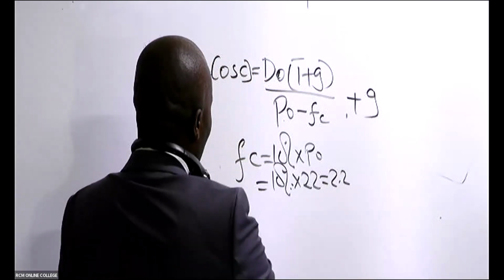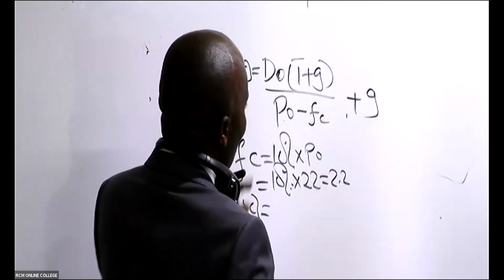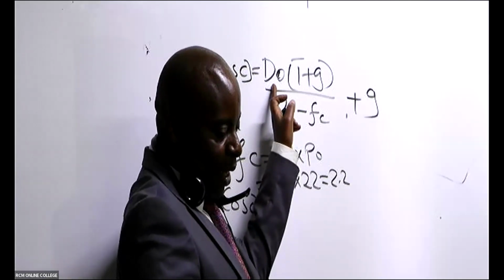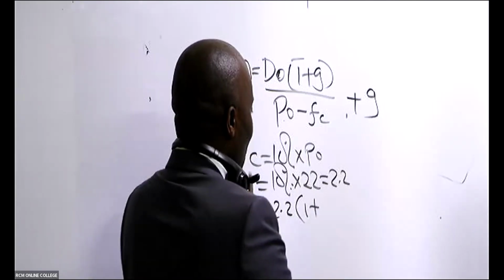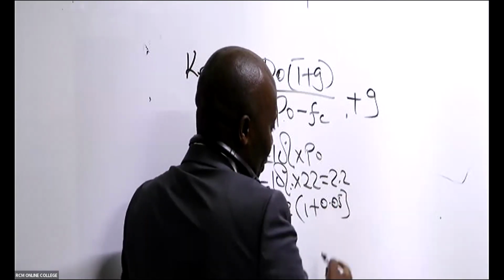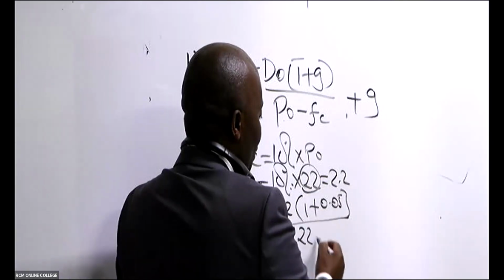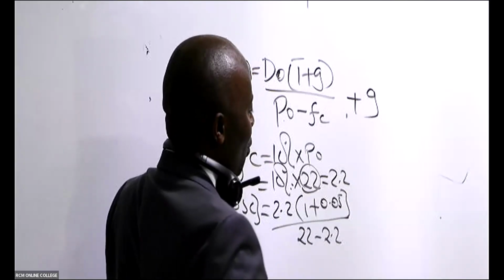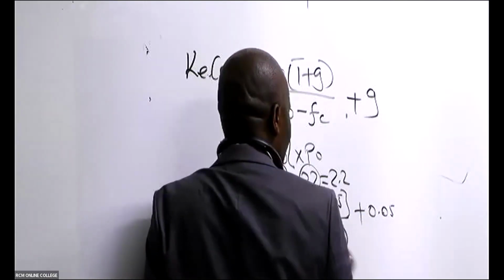Once I get that, we shall be able to get the cost of equity, ordinary share capital, which will be equal to D0. Our current dividend is 2.2, into 1 plus the growth rate, which remains at 0.05, all over P0. P0 is the current price, 22, minus 2.2. Then whatever answer I get, I will come and add the growth rate. So treat this as 1.